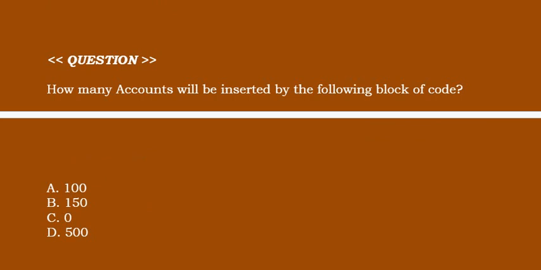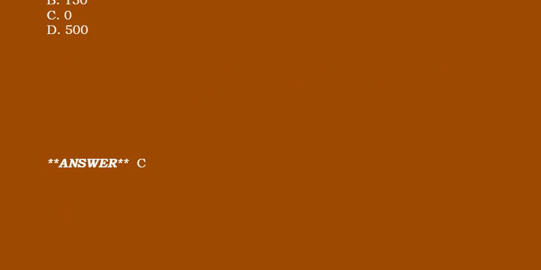Next question is how many accounts will be inserted by the following block of code? Option A 100. Option B 150. Option C 0. Option D 500. Correct answer is option C.